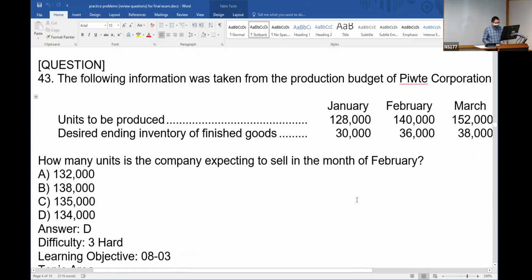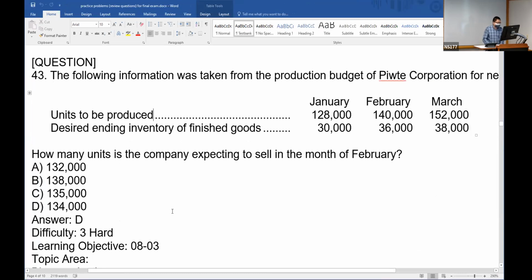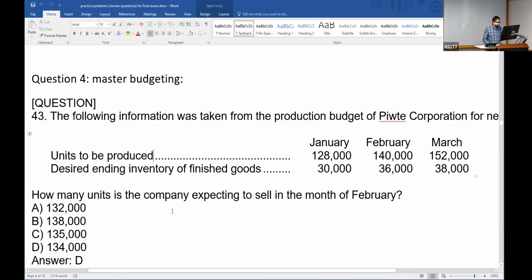Let me explain a little bit. This question asks us how many units the company is expecting to sell in February. The question tells us the units to be produced and also the desired ending inventory for January, February, and also March.